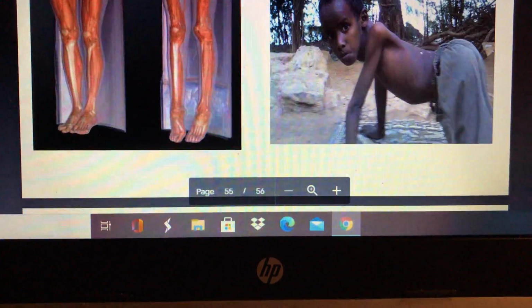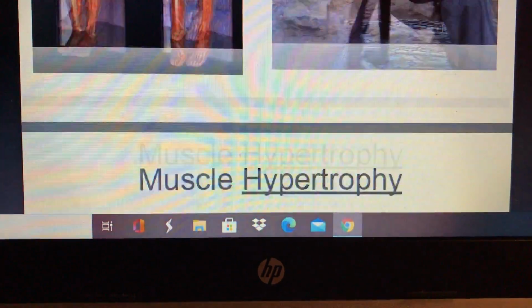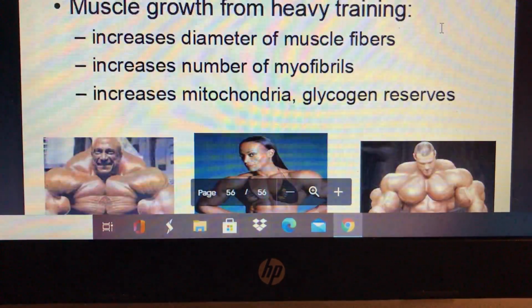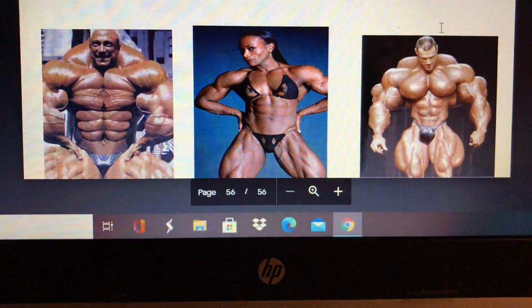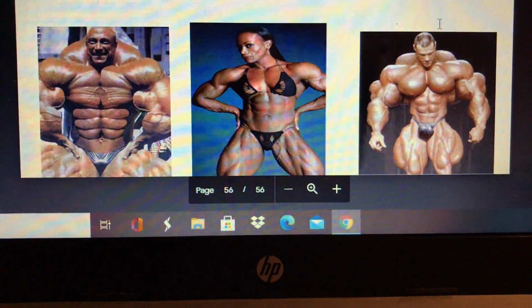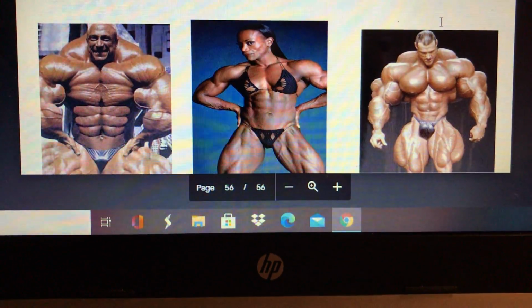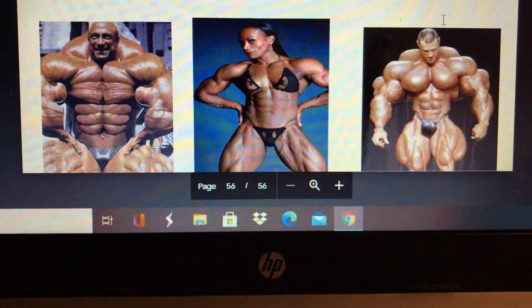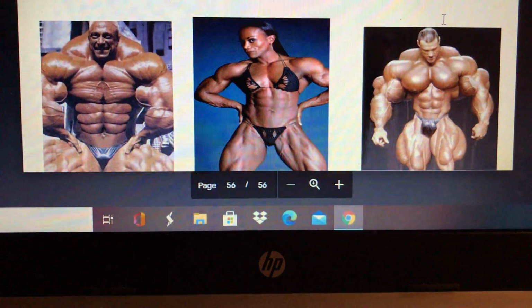Muscle dystrophy. And then this is muscle hypertrophy. Muscle growth from heavy training increases the diameter of muscle fibers, increases the number of myofibrils, and increases mitochondria and glycogen reserves.